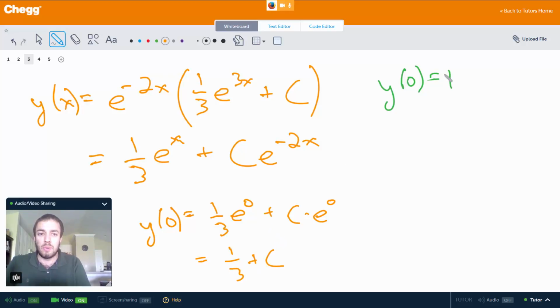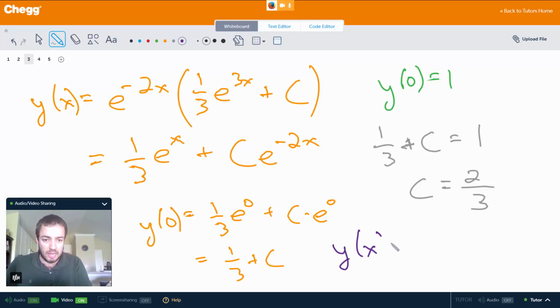Okay? Now, if y of 0 is 1 and y of 0 is 1/3 plus c, then 1/3 plus c has to equal 1 because both of these guys equal y of 0. Okay? So then what we have is 1/3 plus c equals 1. Subtract 1/3 from both sides, and we get c equals 1 minus 1/3, which is 2/3. All right, and then finally, that gives us the final answer, which is y of x equals 1/3 e to the x plus 2/3 e to the negative 2x.